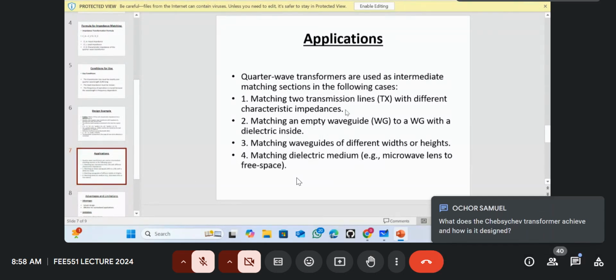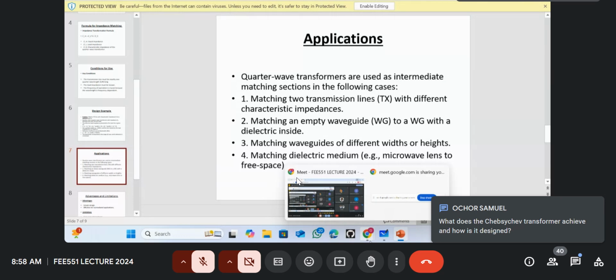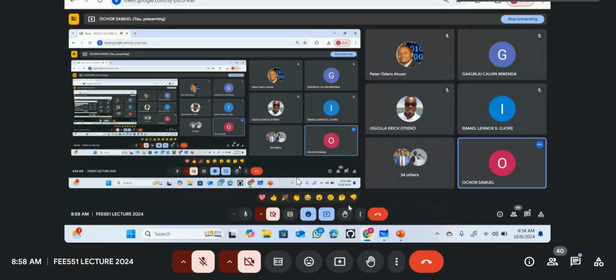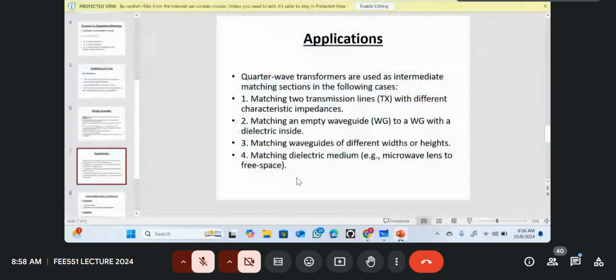So maybe the applications part of it. Does someone have another question? Okay. The applications: number one, matching two transmission lines with different characteristic impedances. Number two, matching an empty waveguide to a waveguide with a dielectric inside. Three, matching waveguides of different widths or heights. And number four, matching dielectric media, an example being a microwave lens to free space.